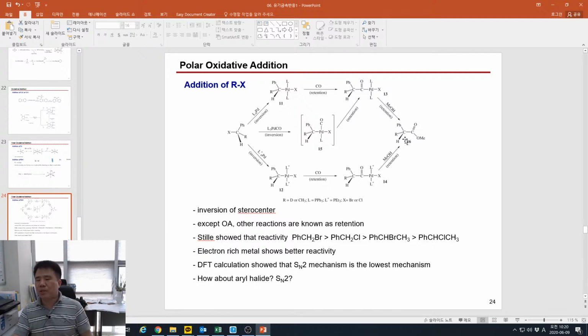So what I want to say in this slide is that depending on the mechanism of the oxidative addition, the configuration of the stereocenter will be inverted or retained. So the mechanism is very important to predict the stereocenter. Okay?